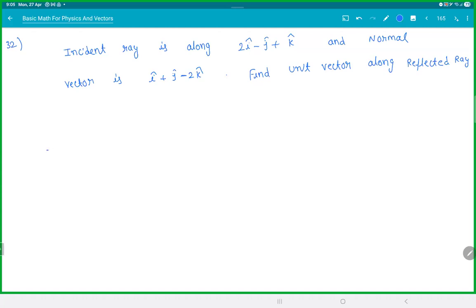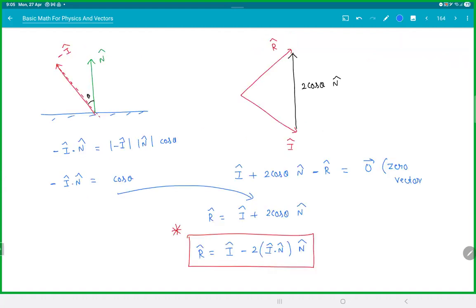Okay, let's find I cap first. (2I minus j plus k cap) by root 6. (I plus j minus 2k) by root 6. So R cap is I cap minus 2 times I cap dot n cap into n cap. That's your formula.